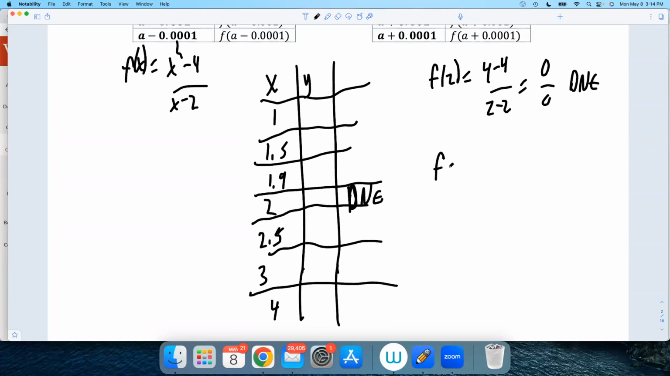So what's f of 1? That would be 1 squared minus 4 over 1 minus 2. So what is that? Negative 3 over negative 1. I get 3.